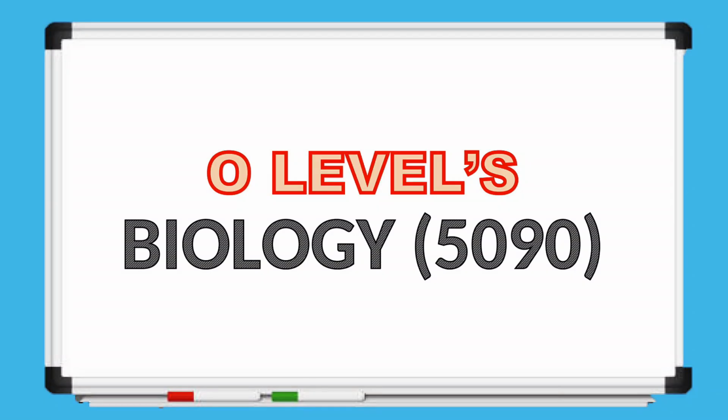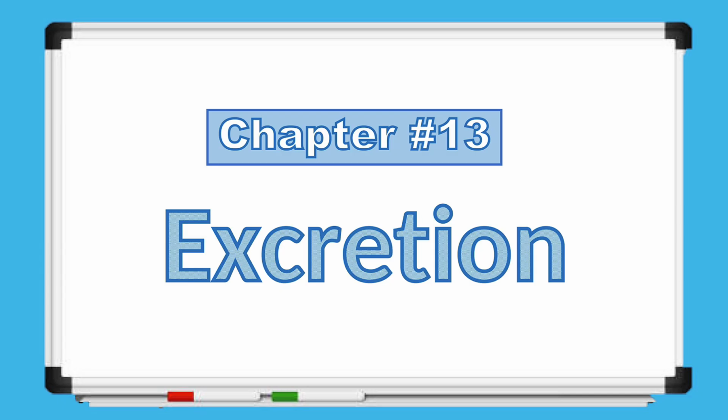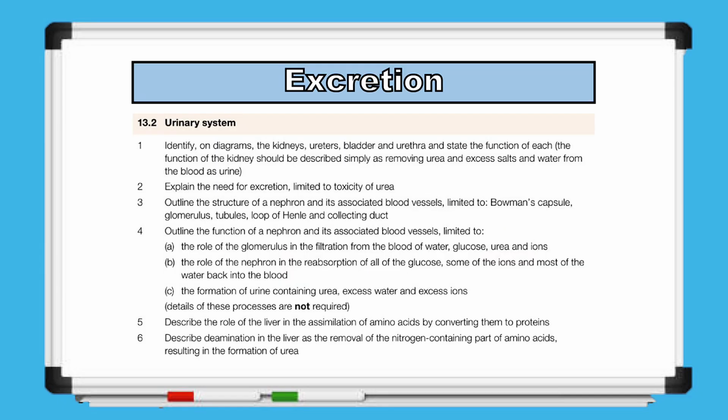We're continuing our O-Level Biology 5090 journey, and currently we're on Chapter 13, Excretion. After completing Unit 13.1 on excretion, we're now moving on to Unit 13.2, which focuses on the urinary system. So, without any further delay, let's get started.